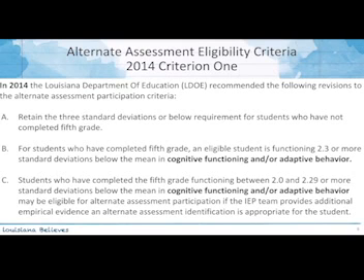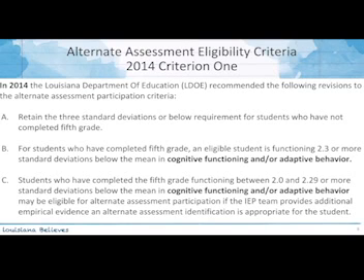In 2014, Louisiana also included subsection C to the first criterion to better ensure that students with the most significant cognitive disabilities were taking the appropriate assessment. Subsection C says, students who have completed the 5th grade functioning between 2 and 2.29 or more standard deviations below the mean in cognitive functioning and/or adaptive behavior may be eligible for alternate assessment participation if the IEP team provides additional empirical evidence and alternate assessment, or Law 1 at the time, identification is appropriate for the student.